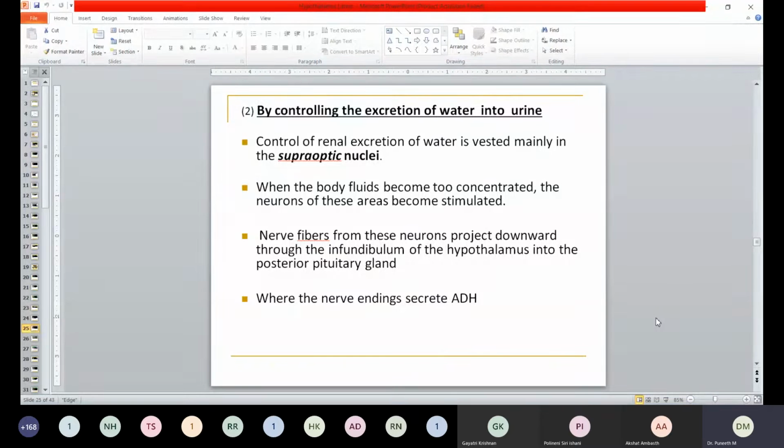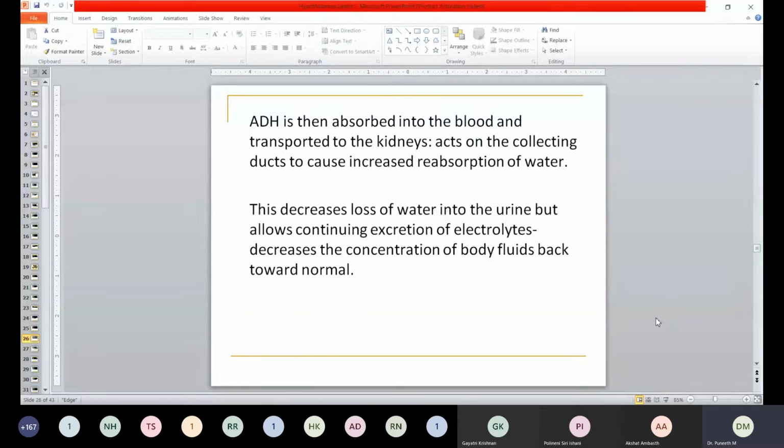From the supraoptic nuclei, where it is secreted, antidiuretic hormone is ultimately stored in the posterior pituitary gland. This ADH is then absorbed into the blood and transported all the way to the kidneys, where it acts on the distal collecting tubules as well as the collecting ducts of the nephron. The main function of antidiuretic hormone, as you all know, is increased reabsorption of water. This type of water reabsorption is called facultative water reabsorption, acting mainly on the DCT and collecting ducts.